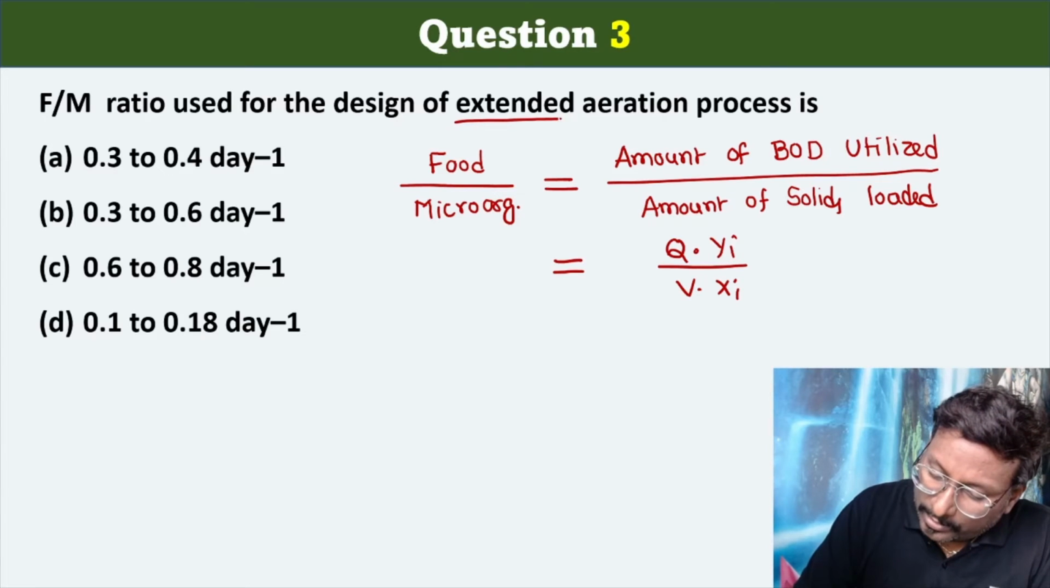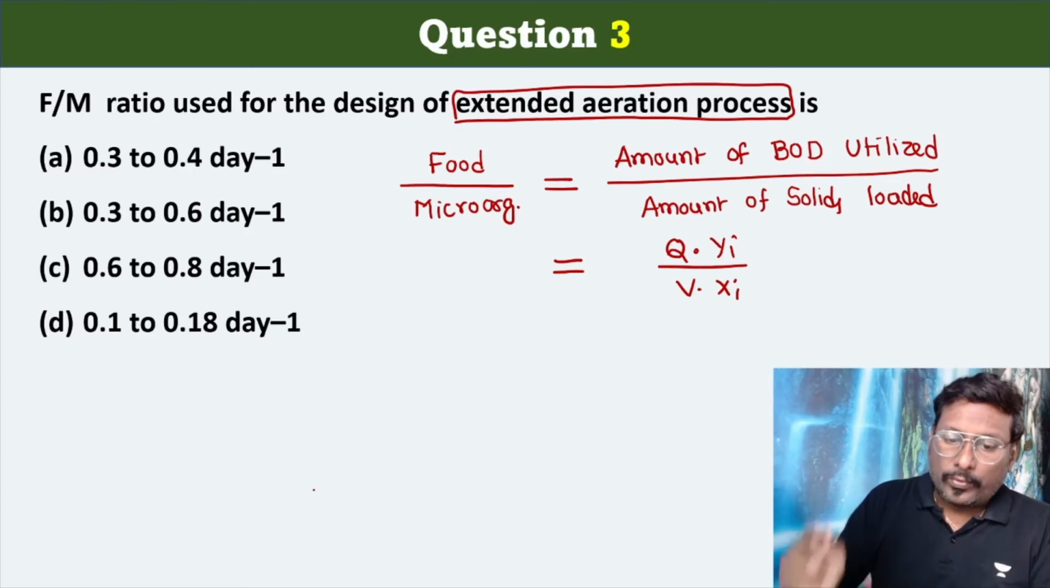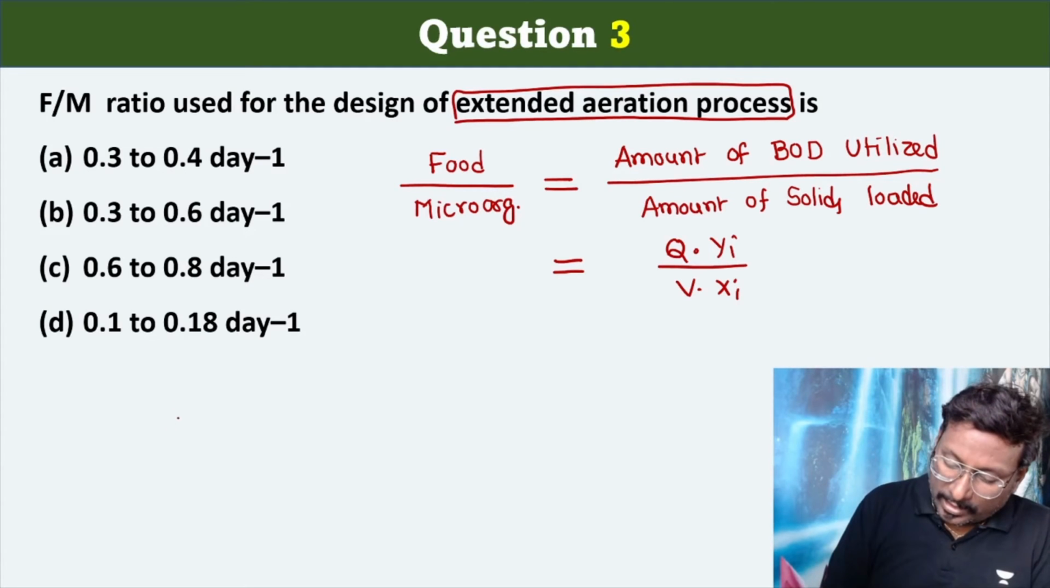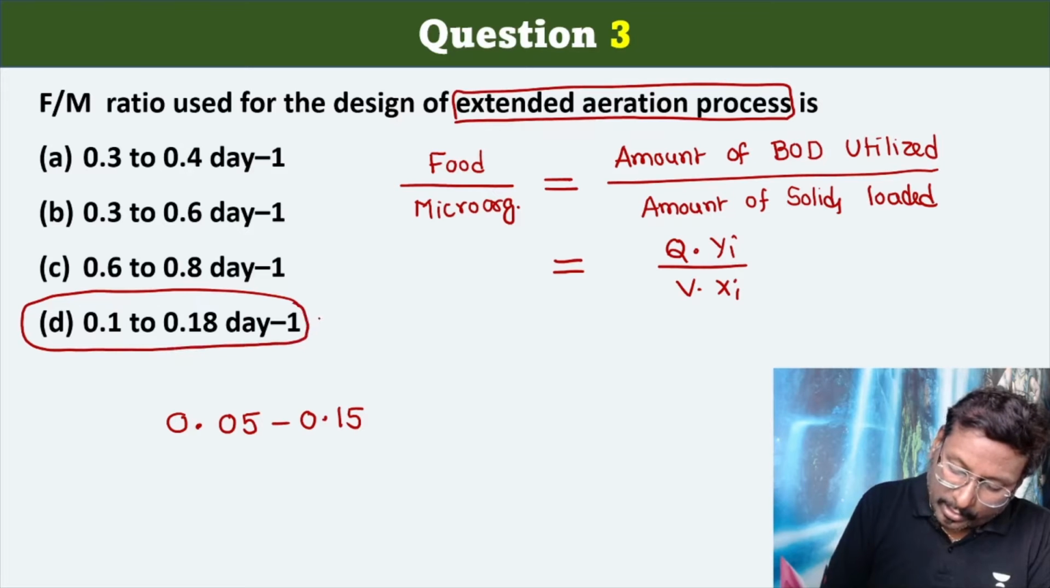And very important, they are asking for the extended aeration process. So for extended aeration, generally it is 0.05 to 0.15. So from the options, we can go for option D.